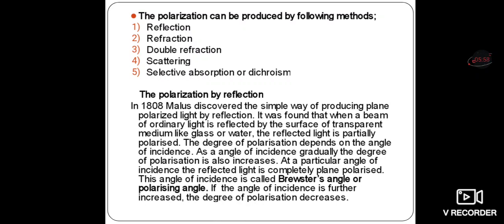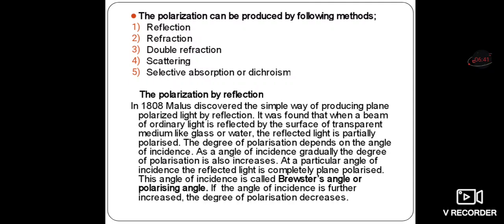In 1808, Malus, a scientist, discovered a simple way of producing plane polarized light by reflection. So with the help of reflection we are getting polarized light. It was found that when a beam of ordinary light is incident on the surface of a transparent medium like glass or water, the reflected light is partially polarized.